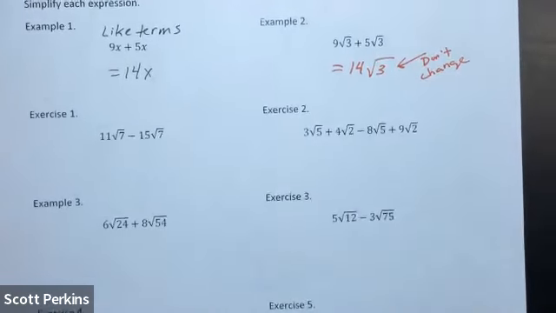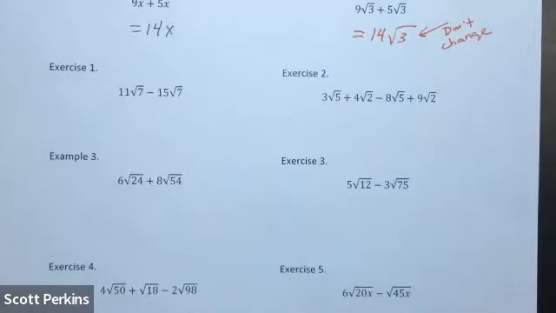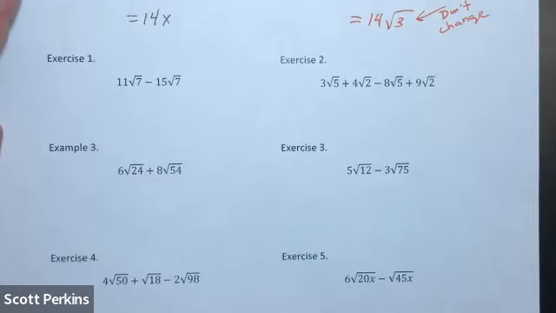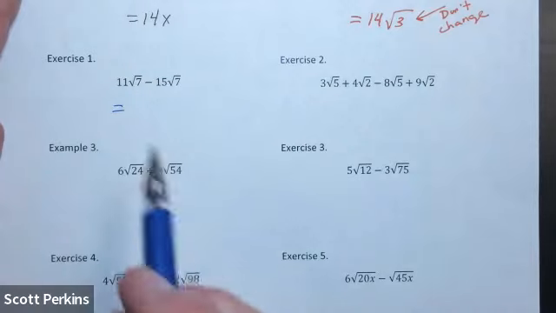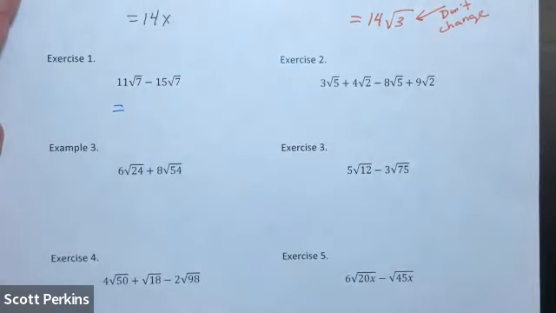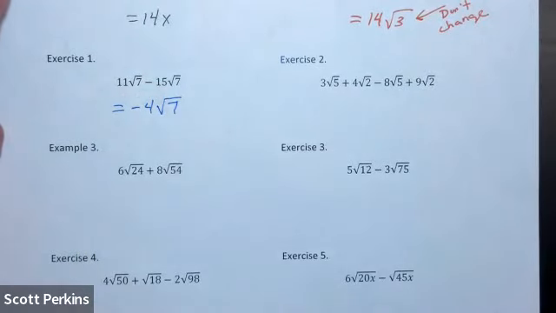So go ahead and do exercise one. Combine those like terms for me, please. If I have 11 square root of 7 minus 15 square root of 7, what's that going to give me? Negative 4 what? Perfection. Great job, everybody. All right, same thing, exercise 2. Combine the like terms.